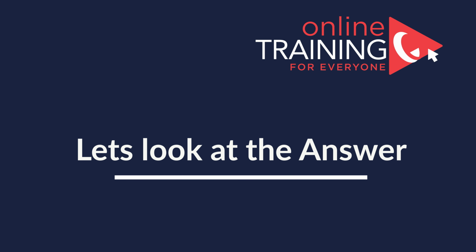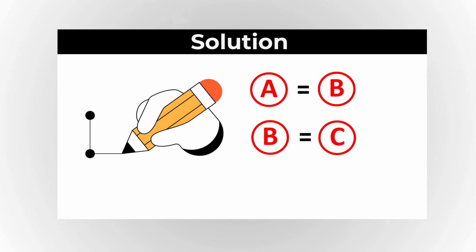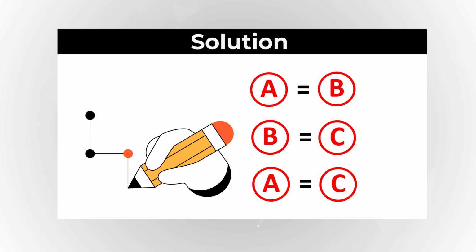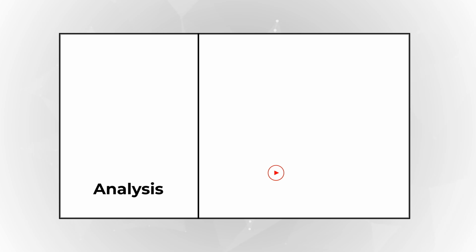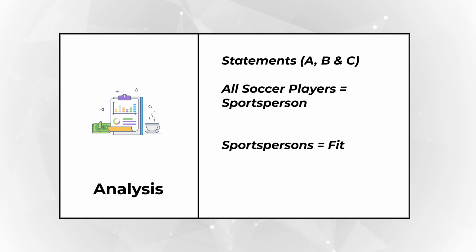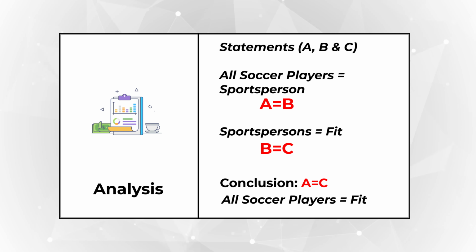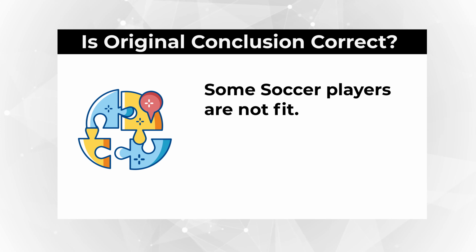As you might be well aware, in the logical world, there is a formula. If A equals B and B equals C, then you can reasonably conclude that A equals C as well. We can look at our original statements as A, B, and C. For example, the statement all soccer players are sports persons could be the equivalent of A equals B, and then all sports persons are fit could be B equals C. Based on these 2 statements, we can reasonably say that A equals C, which would mean that all soccer players are fit. Our question, though, asks us if some soccer players are not fit.